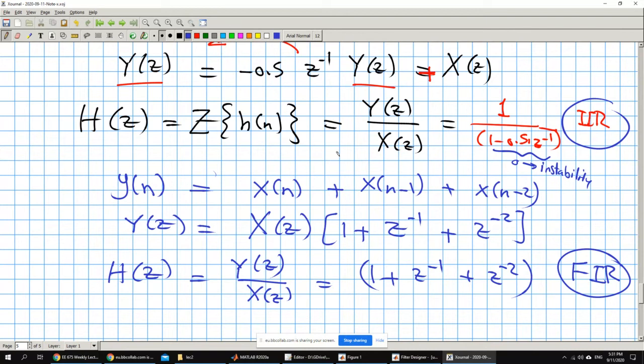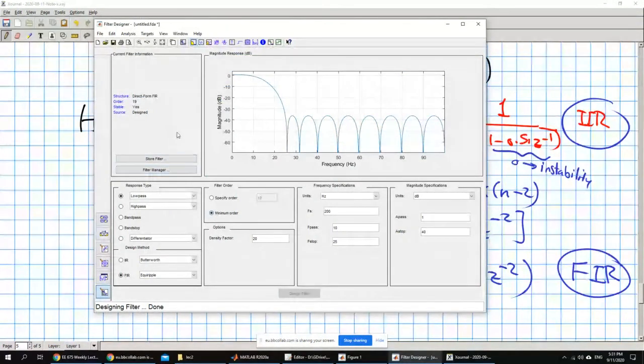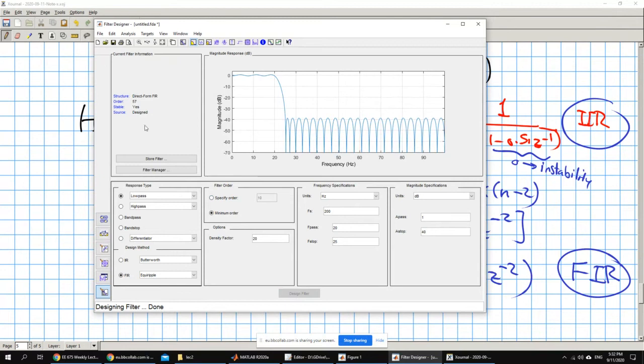Then why are we interested in IIR? The reason will be very clear when we go back to the filter designer and see the response of the IIR. Just choose IIR here and see. Let's put in the specifications that we put in the other one so that we can get a higher order. This is 20 and this is 25. We design a filter. The filter order here is 57. Let's choose IIR and see. The same exact specifications are there.